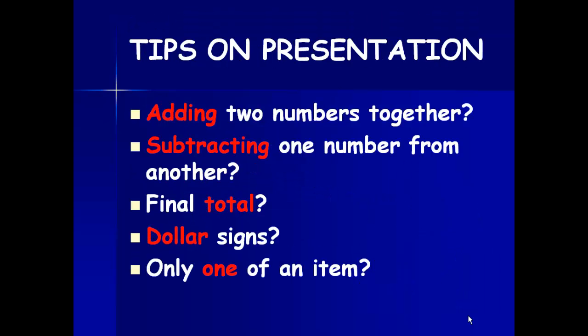And I think we've said these at length. Adding two numbers together or subtracting them, they go one beneath the other with nothing in the middle. Final total gets a dollar sign and a double underline. Dollar signs, first number in a calculation gets a dollar sign. And if you have only one of an item, you can omit showing a total.